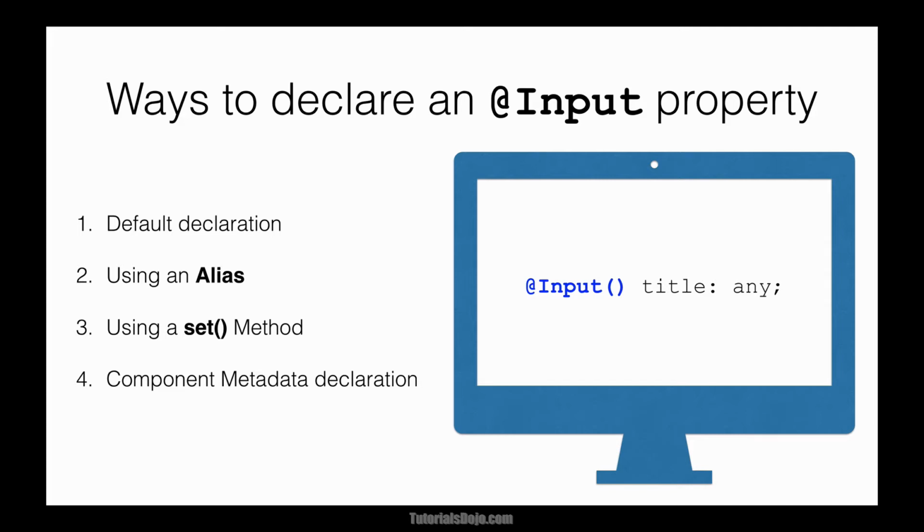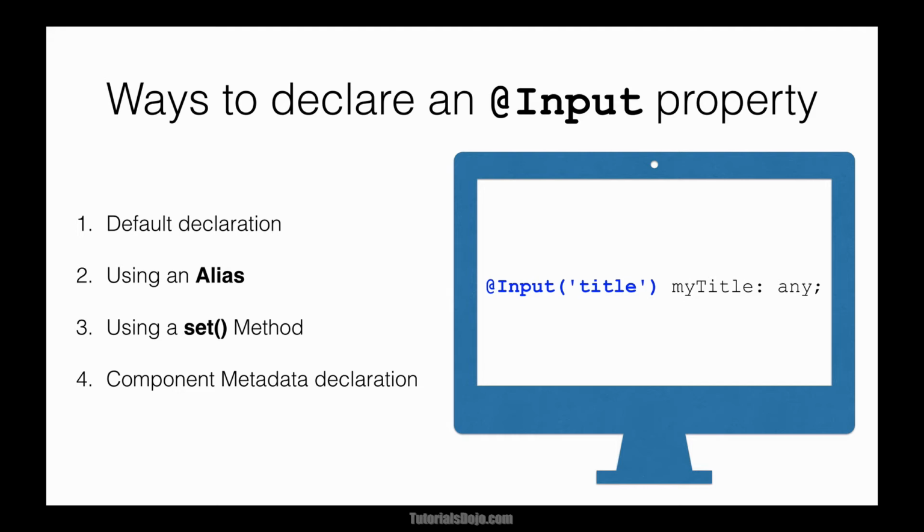The second way is using an alias. This is almost the same as the first one. The only difference is that you need to add a parameter inside the @Input decorator. This parameter will be used as the name attribute along with your component selector. So for example, you can add @Input and then myTitle, and then your variable name, title, and then string.